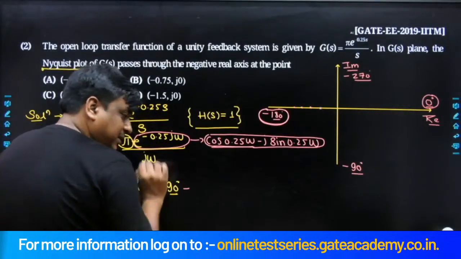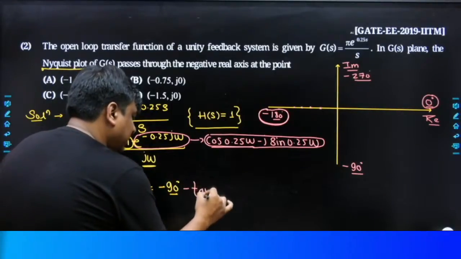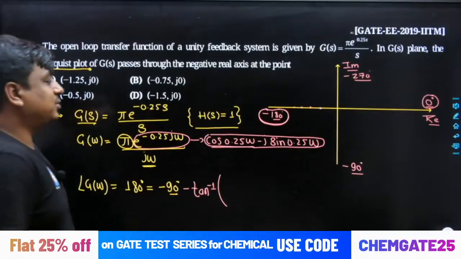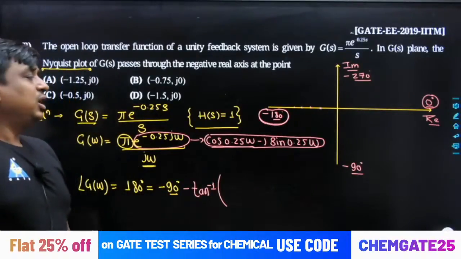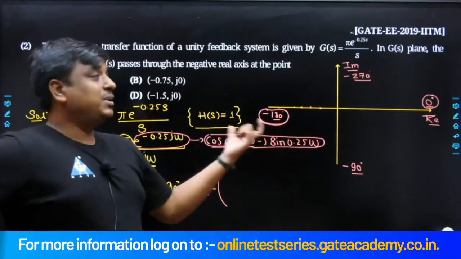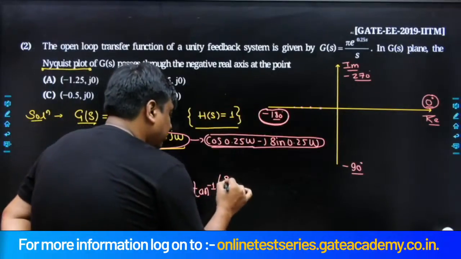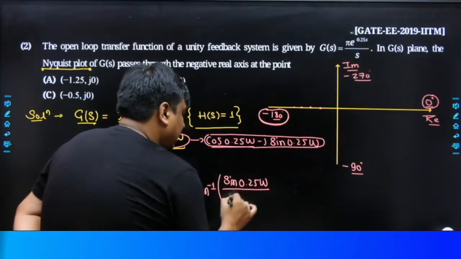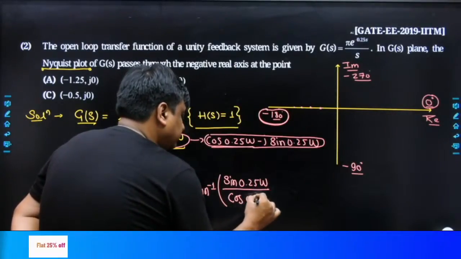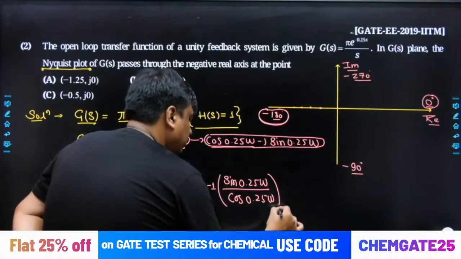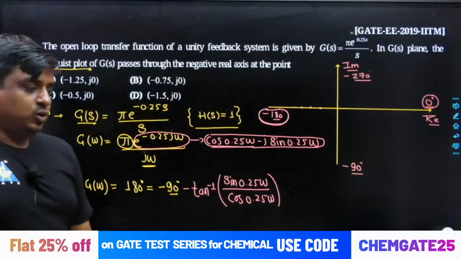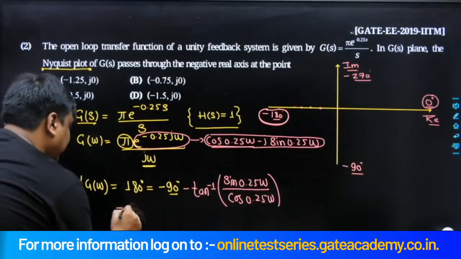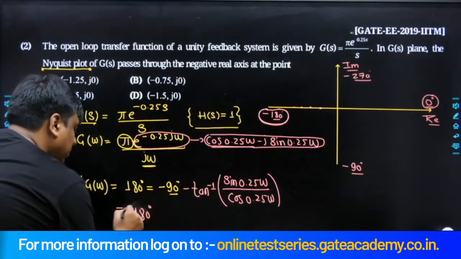So simply it is going to be minus tan inverse of perpendicular divided by base. May I know which factor is going to be the perpendicular? Obviously the perpendicular is the imaginary part. So simply here I would have sine of 0.25ω, and here it is cos of 0.25ω. Agreed?